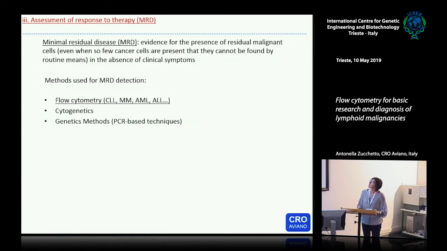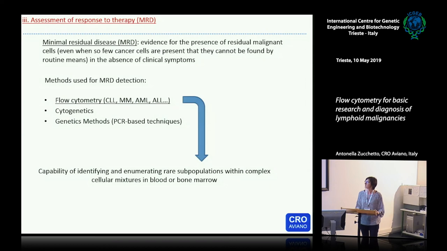So going on to the assessment of response to therapy, minimal residual disease is the evidence for the presence of residual malignant cells in the absence of clinical symptoms, so very few cells. And the methods that are used for MRD detection are, of course, flow cytometry, not in all malignancies, but here I listed some malignancies that use flow cytometry, and then there are cytogenetics and, of course, genetic methods that are PCR-based techniques.